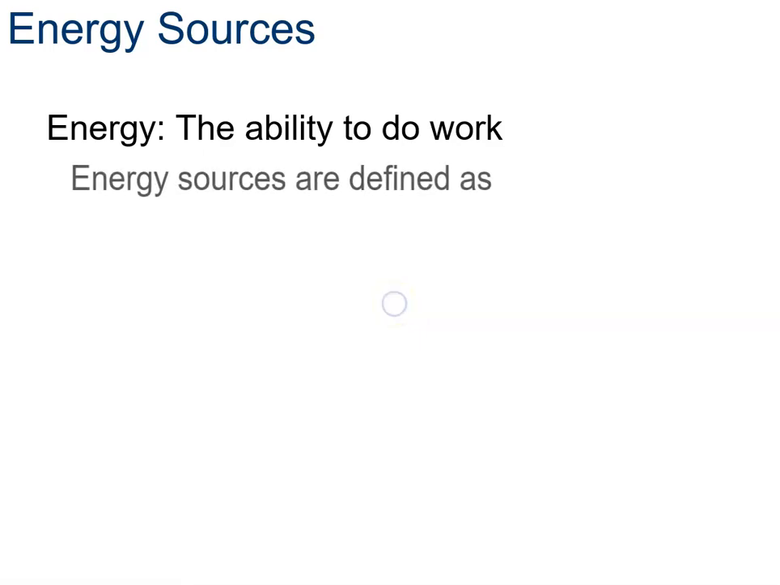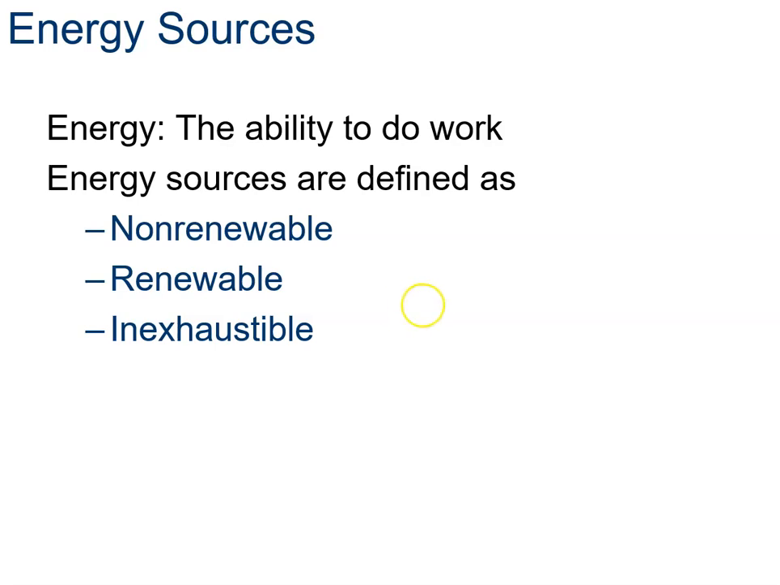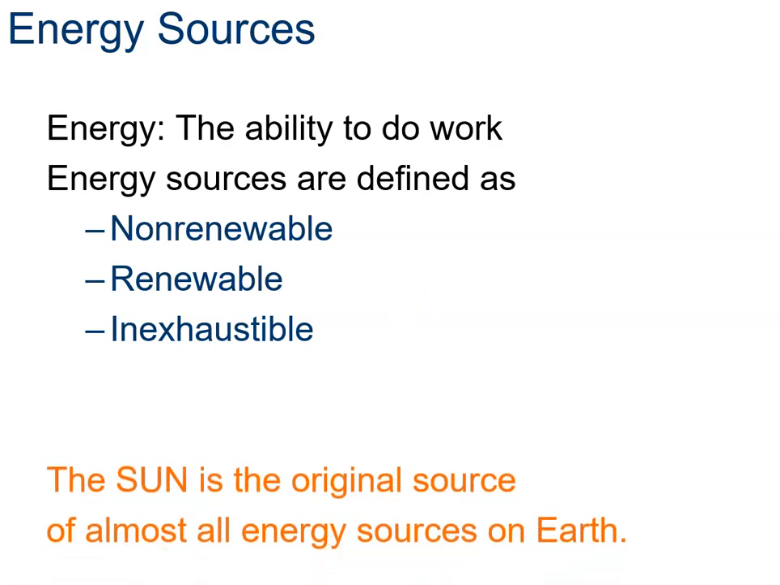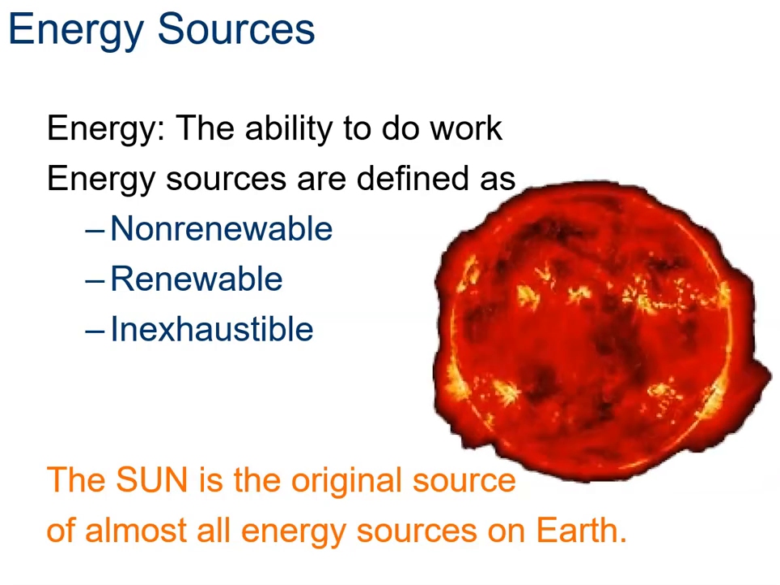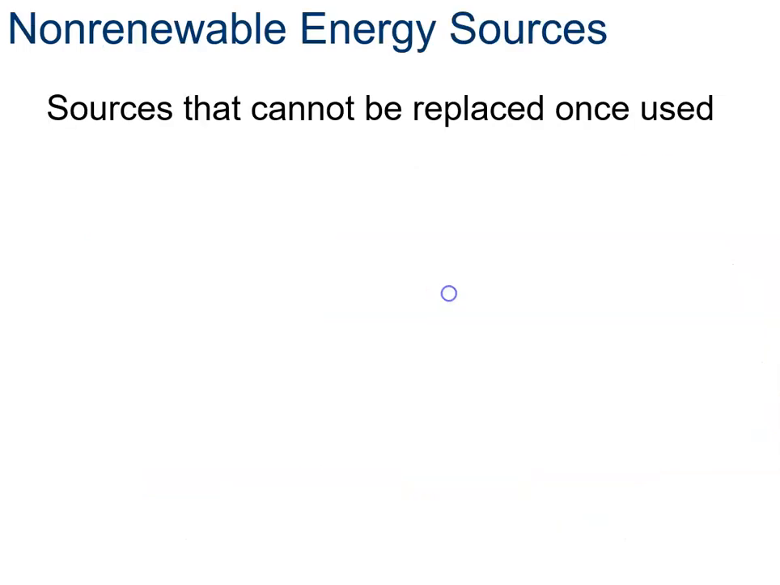So energy is the ability to do work, as you probably remember from your science class from long ago. Energy sources are defined as either non-renewable, renewable, or inexhaustible. And the sun is the original source of almost all energy here on Earth. So basically, most of all of our energy has come from the sun.